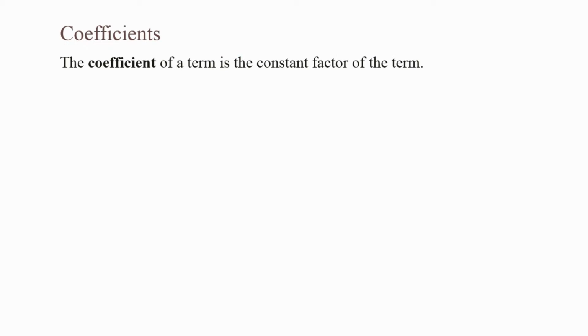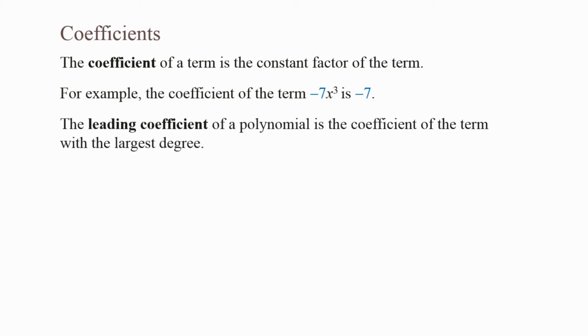Coefficients. The coefficient of a term is the constant factor of the term. For example, the coefficient of the term negative 7x to the third is negative 7. The leading coefficient of a polynomial is the coefficient of the term with the largest degree. For 3x to the third plus 6x squared minus 4x minus 9, the leading coefficient is 3.